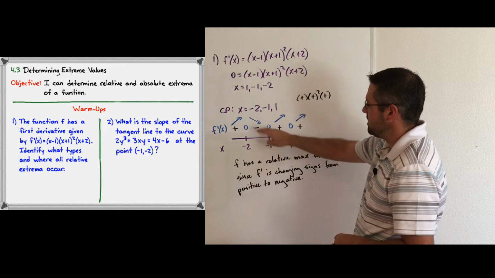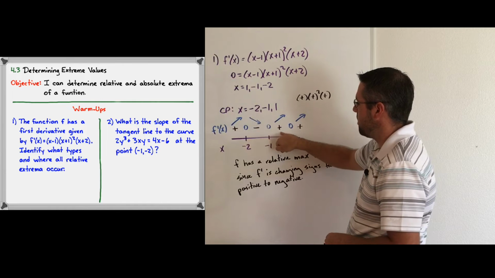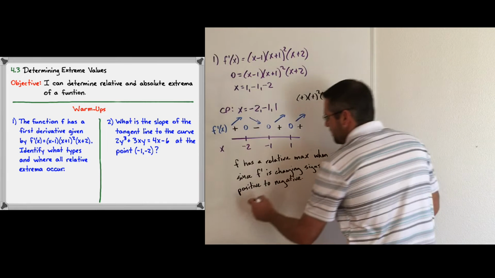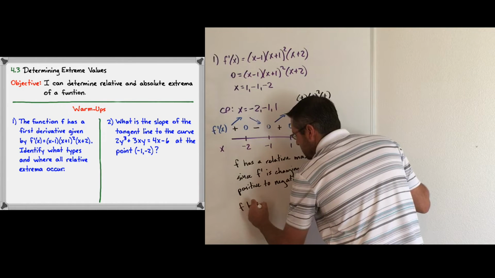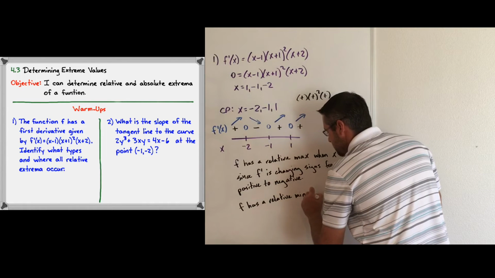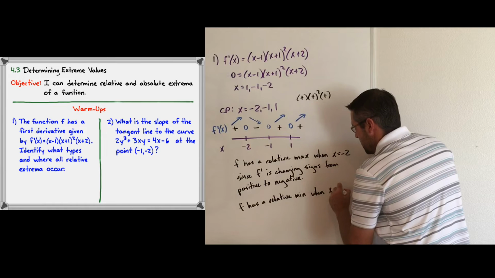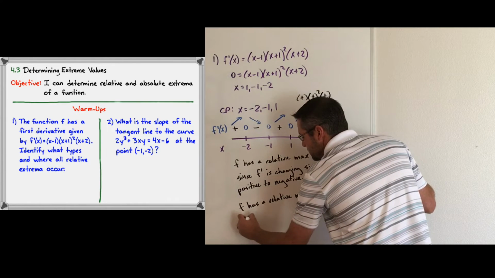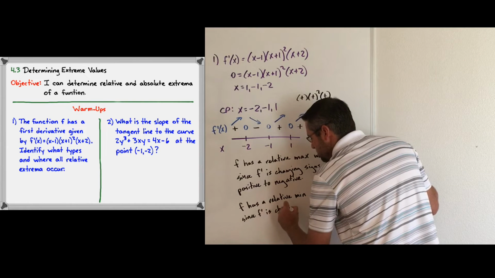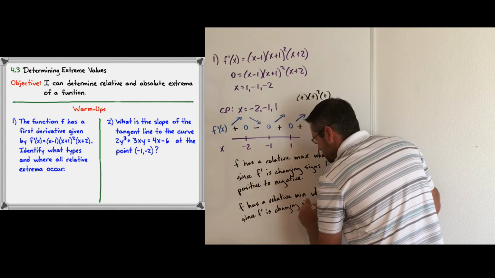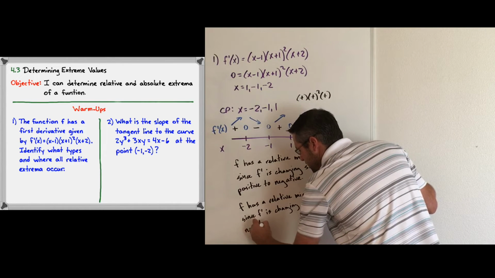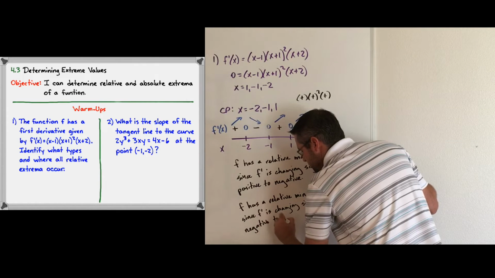At negative 1, we see that f prime is changing from negative to positive, which means that f is changing from decreasing to increasing. So we can then conclude that f has a relative minimum when x equals negative 1, and the justification for that is since f prime is changing signs from negative to positive.